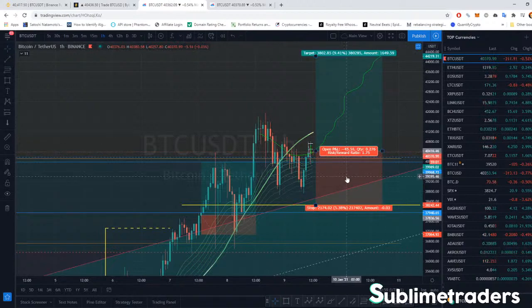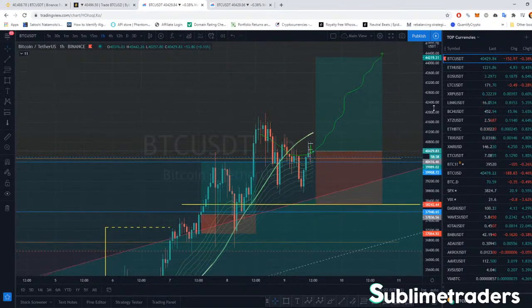Okay. So the stop loss right here would be 5%, 5.38. With this setup, I would never exceed 15x. I would probably do 5 to 10x, okay? So 5% multiplied by 10, I would lose 55% of my traded amount. So this is risk management.